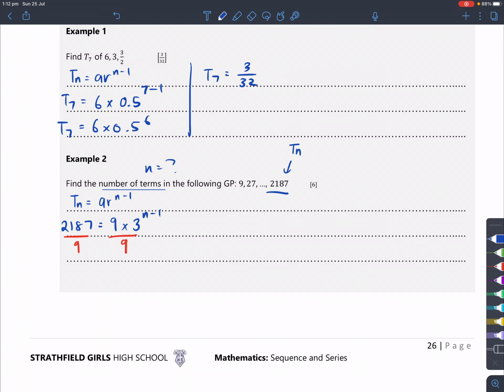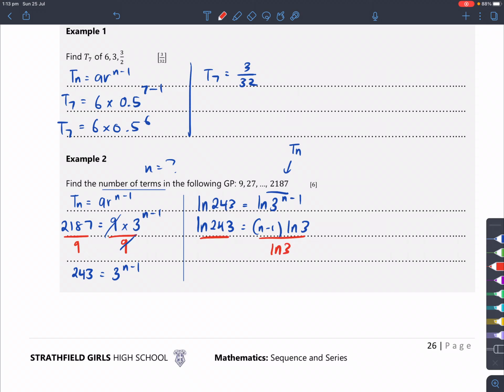And if I divide both sides by 9, 2187 divided by 9 should give us 243. And that should equal 3 to the power of n minus 1. Now, I can choose to log both sides. I can log 243, and that equals log of 3 to the power of n minus 1. And if I bring the n minus 1 down using log rules, then to get n minus 1, I'll have to divide both sides by log 3.